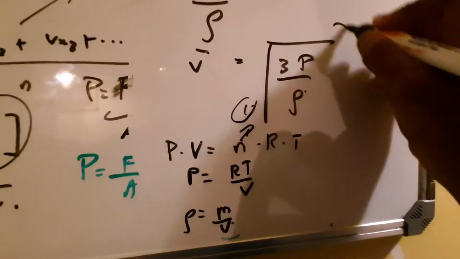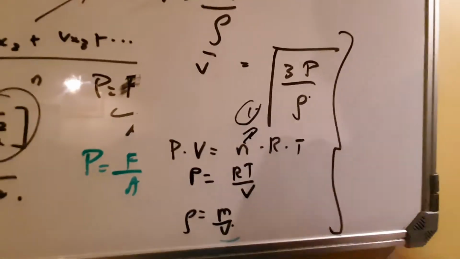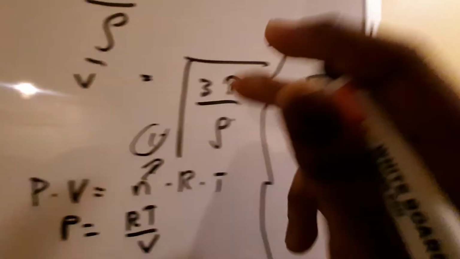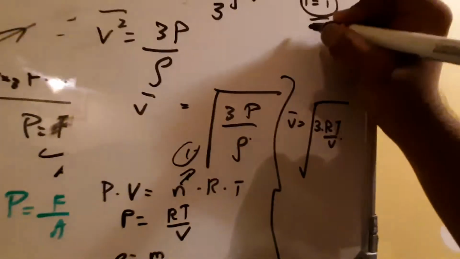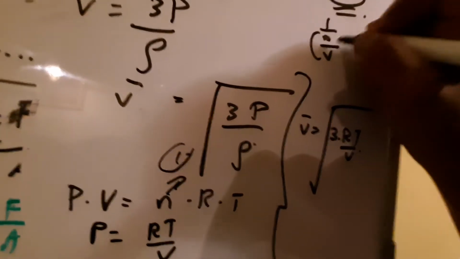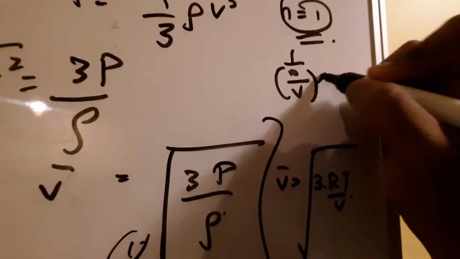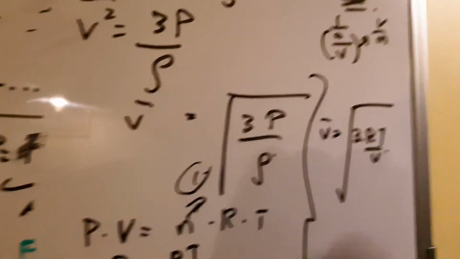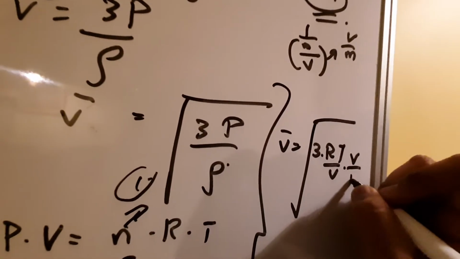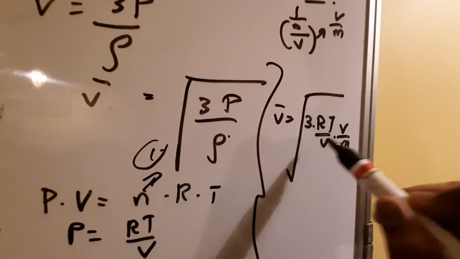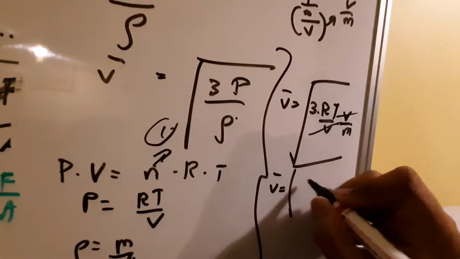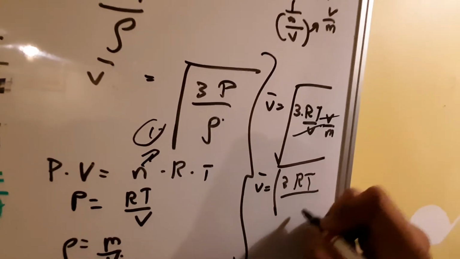Right? So from this, what we understand is, making substituting values over here, V bar is equal to the whole square root of 3 into P. I will write it as 3 into RT divided by V, into 1 by rho, which can be written as 1 divided by mass by volume. Correct? If I write this in another form, it can be volume into mass. Correct? So what I basically do is volume divided by mass. Now what happens is volume and volume get cancelled. So my resultant V bar is equal to the whole square root of 3 RT divided by M.